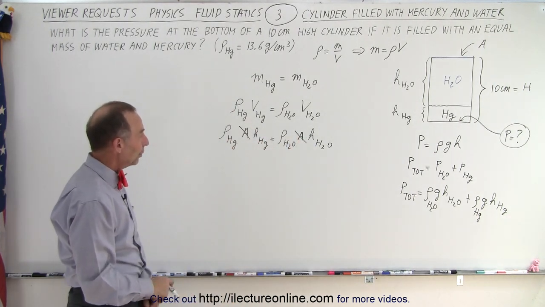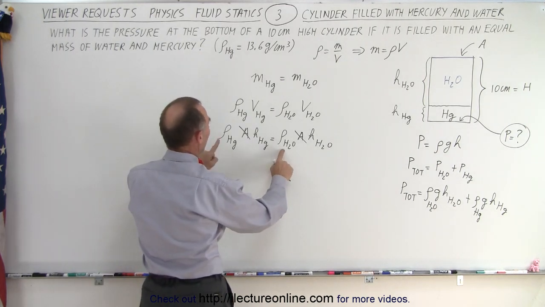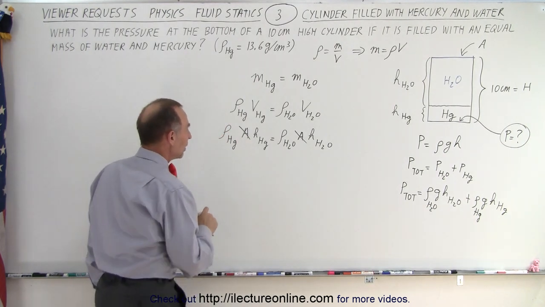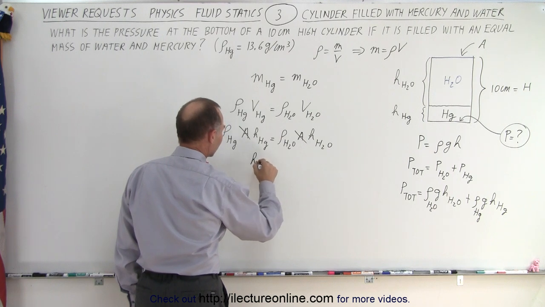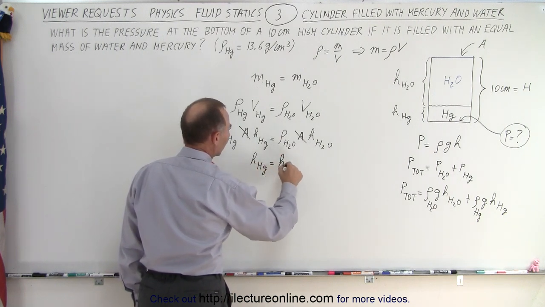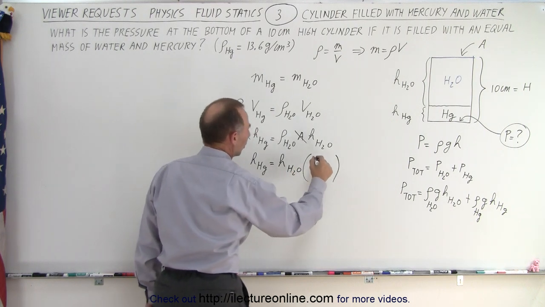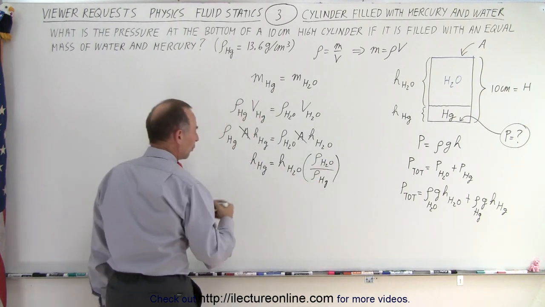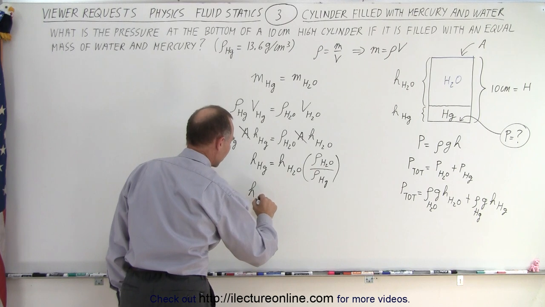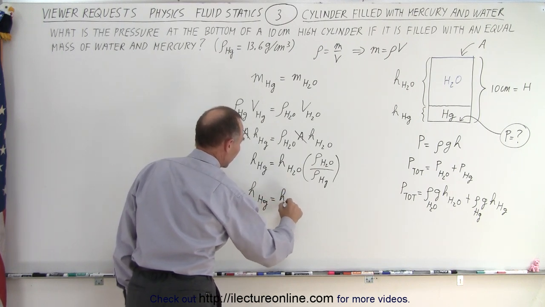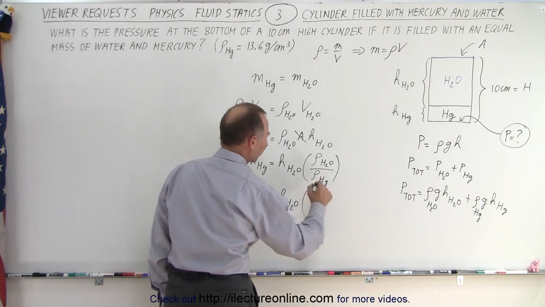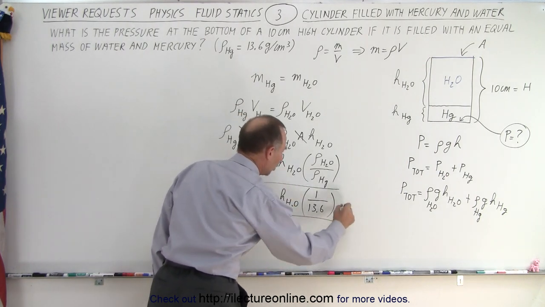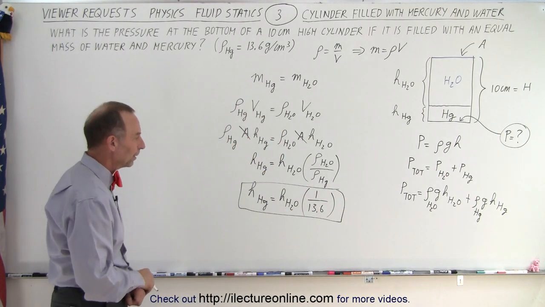Now, notice that we know the densities of water and mercury, so we can find the ratio of the height of one to the other. So, let's do that. The height of the mercury is equal to the height of the water times the ratio of the density of the water divided by the density of mercury. That is, the height of the mercury is equal to the height of the water times the ratio of 1 gram per cubic centimeter divided by 13.6 grams per cubic centimeter. So that's the ratio of the height of the mercury relative to the height of the water.